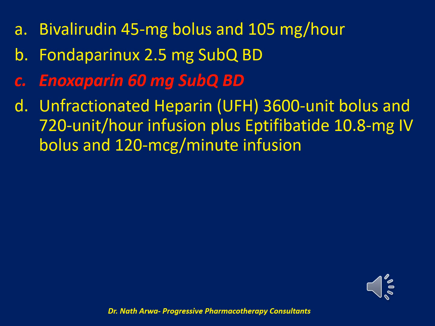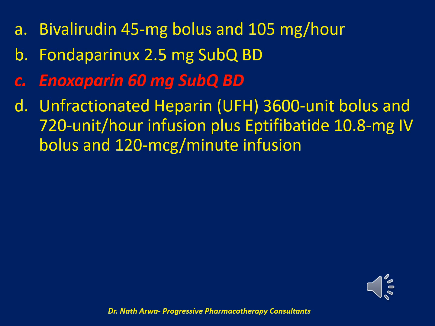Eptifibatide, a glycoprotein 2b3a inhibitor, would be appropriate in a patient with high-risk features treated with unfractionated heparin. This woman has no history of coronary disease and does not have positive troponins. Also, her TIMI risk score is low and would not be considered high enough to benefit from eptifibatide. That makes answer D incorrect.